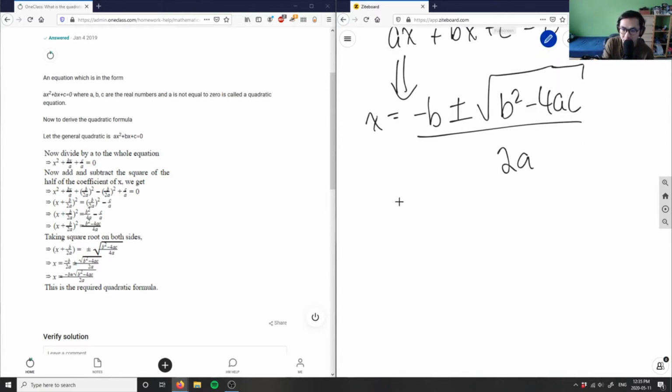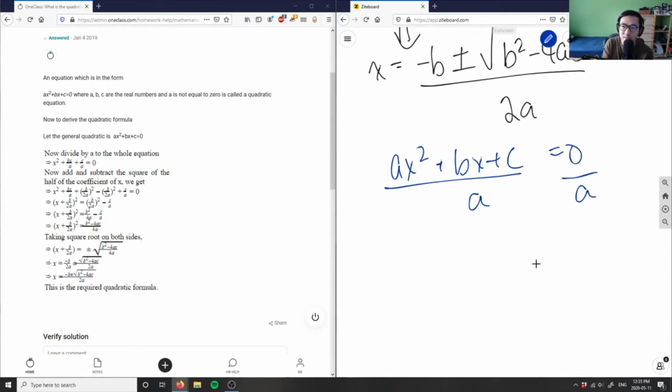So let me copy down what they're doing. I have ax squared plus bx plus c equals 0, and I'm dividing everything by a. So I'm dividing this entire left side by a. Again, the right side doesn't change, it still equals 0, right? But this left side is going to change. I have x squared plus bx over a plus c over a.